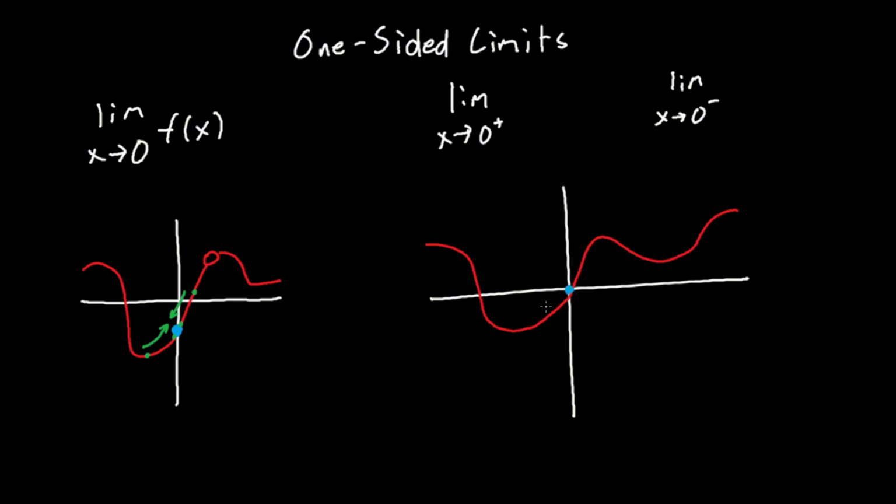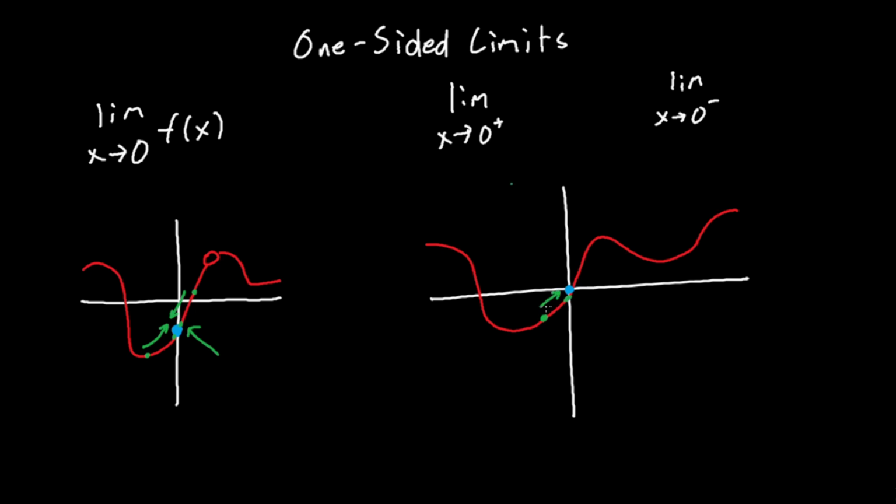So let's say that this point is at the origin. Now, in a two-sided limit, you had two green points approaching from both sides, and you measure the y values of those points, the function values of those points, as they approach the blue point right here. Now, for a one-sided limit, instead of measuring the behavior of two points on both sides, you measure the behavior of just one point on one side.